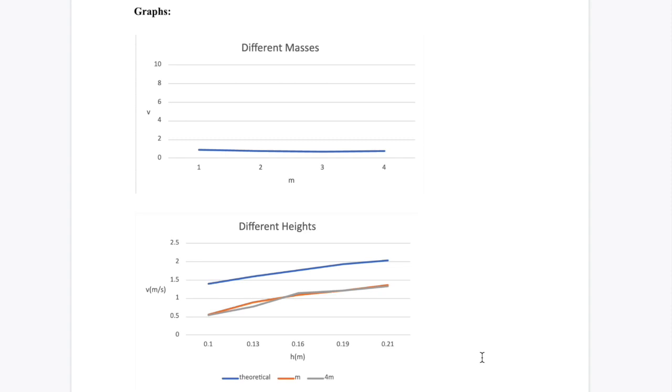However, these two lines are less than the theoretical values because of the energy loss. However, the 3 lines still behave the same way, which is pretty close to the graph of the square root of x.